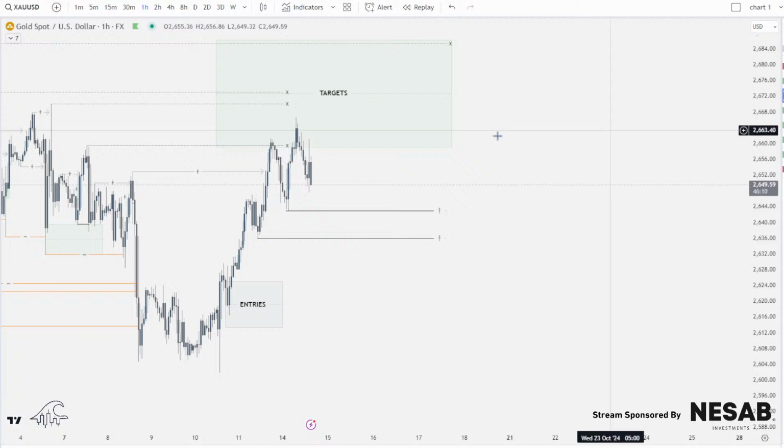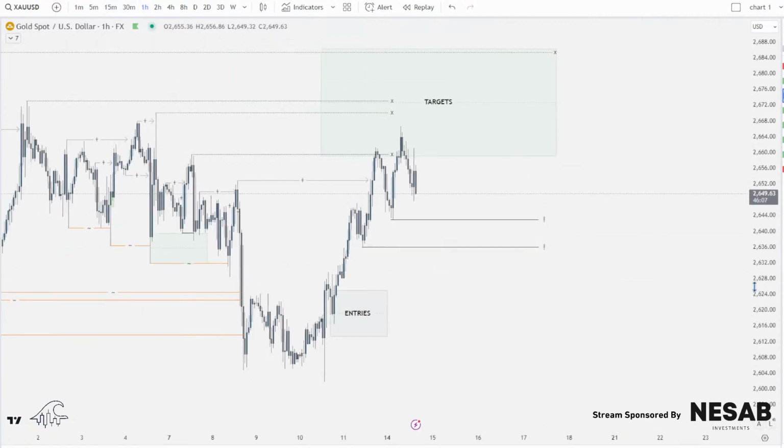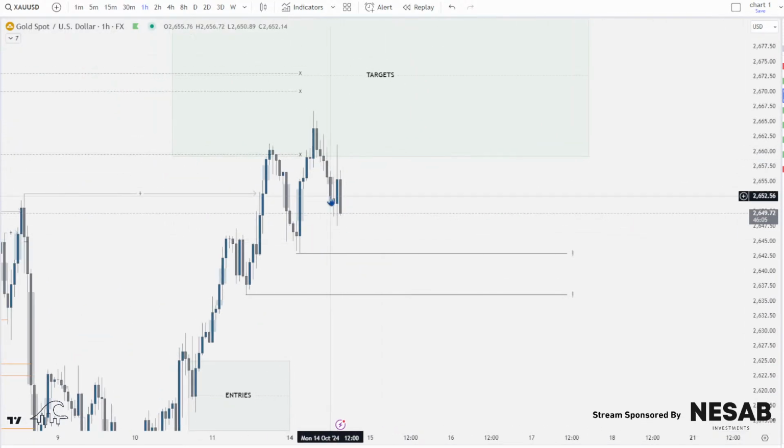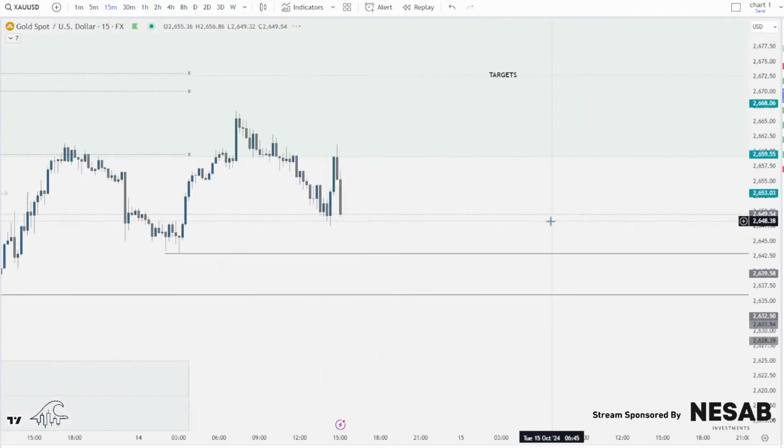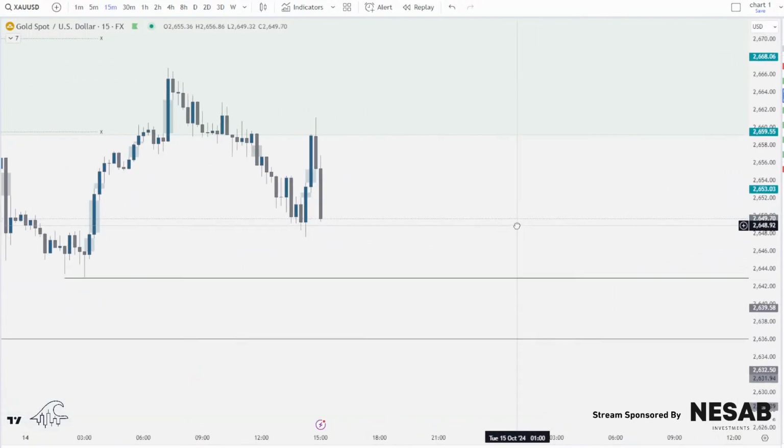Okay, no breaking news coming in. That's fine. So no gap created yet on the hourly. The 15-minute has come all the way back into here, but the same thing applies.